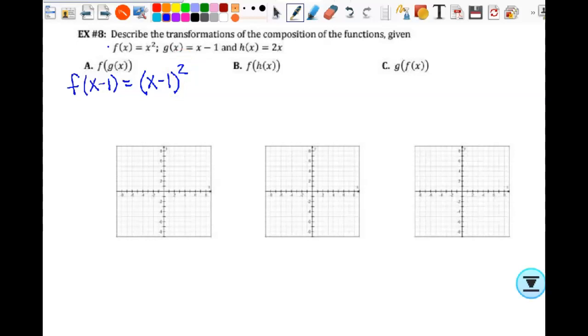So what is that transformation? If we just have y equals x squared, we know it looks like this, right? That's what our parent function looks like. What does this do to it? Move it to the right one. So to say move it to the right one, we say that is a horizontal what? Translation?